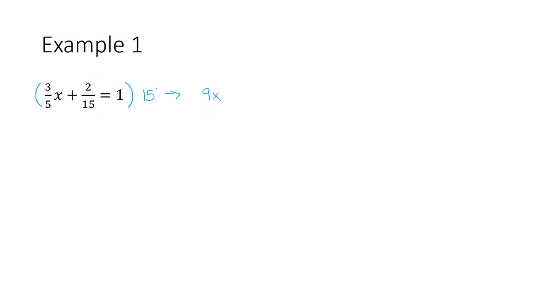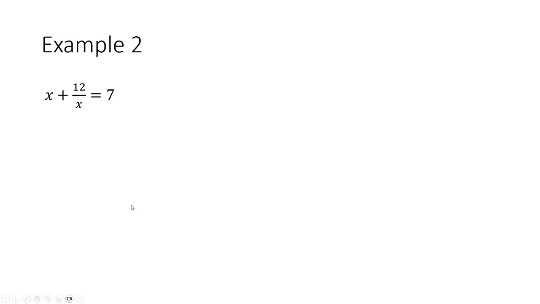And 2 over 15 divided by 15 is just 2. The 15s cancel. 1 times 15 is 15. Then this just becomes a pretty straightforward linear equation. I would subtract the 2, so 9x equals 13, and then divide by 9. And that's it. There are no domain restrictions, so we don't have to worry about throwing anything out.